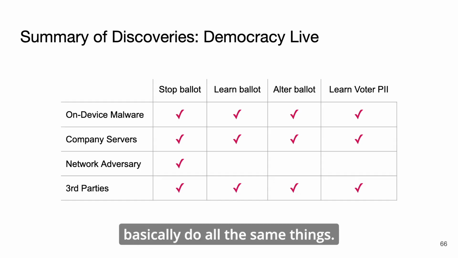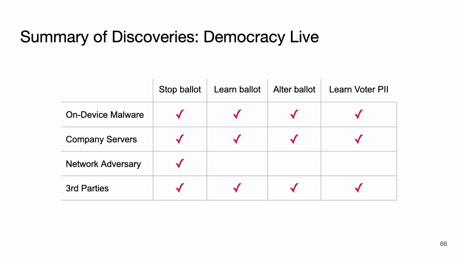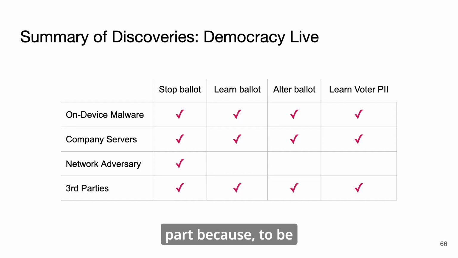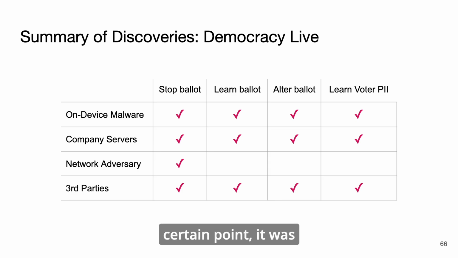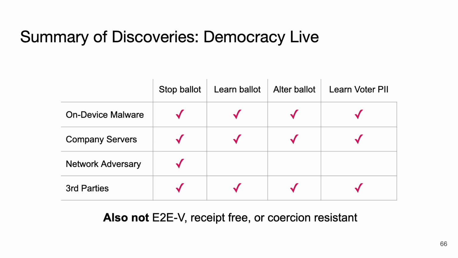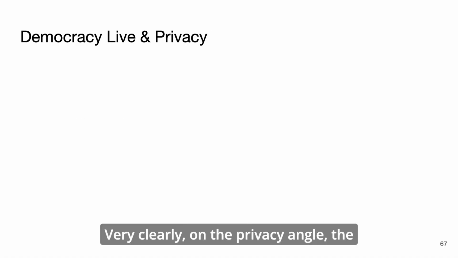On-device malware can basically do all of the same things. Company servers can do all of the same things. A network adversary. We only really got to the stop ballot part because, to be honest with you, we didn't try to do anything more because at a certain point it was like kicking a dead horse. It's also not end-to-end verifiable, receipt-free, or coercion-resistant, very clearly.